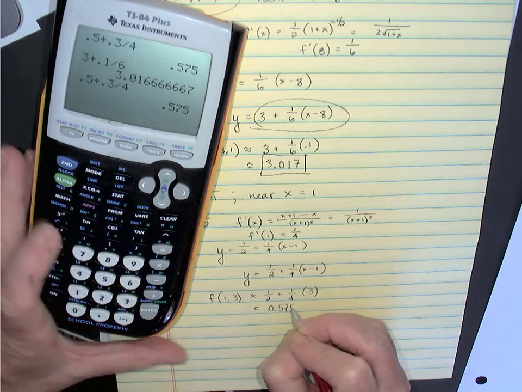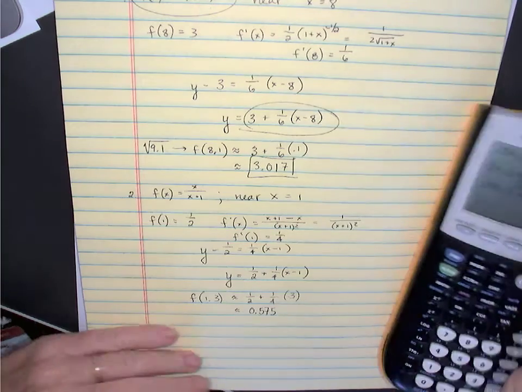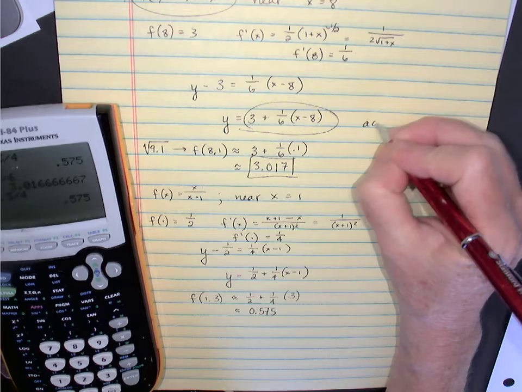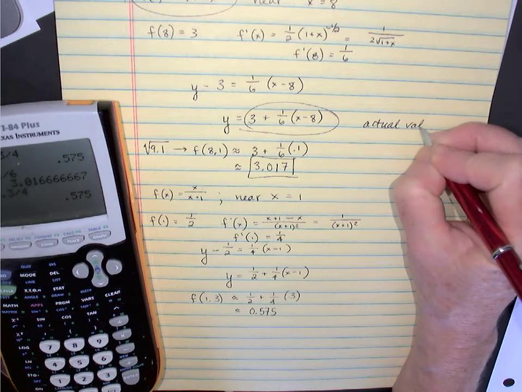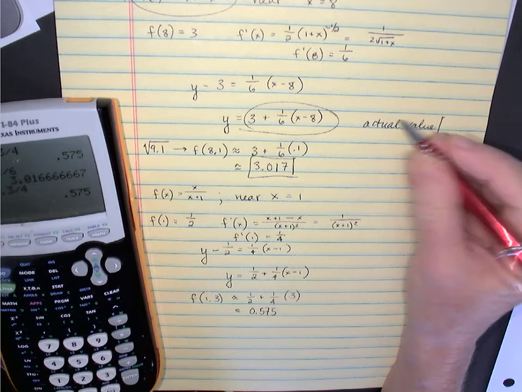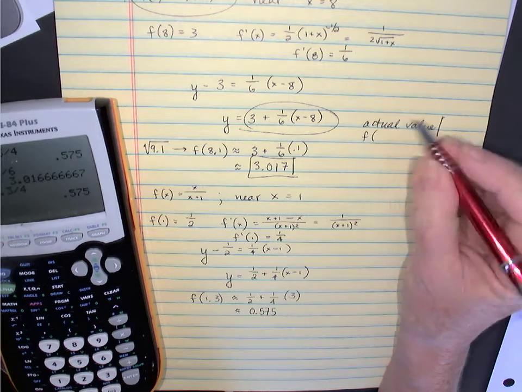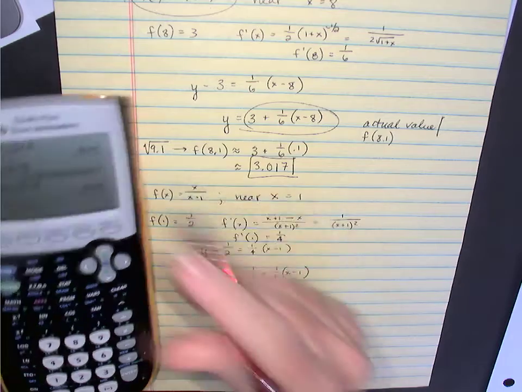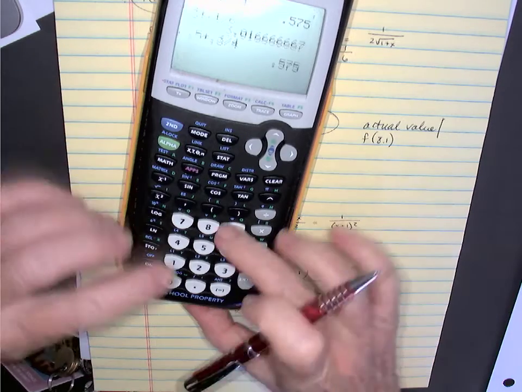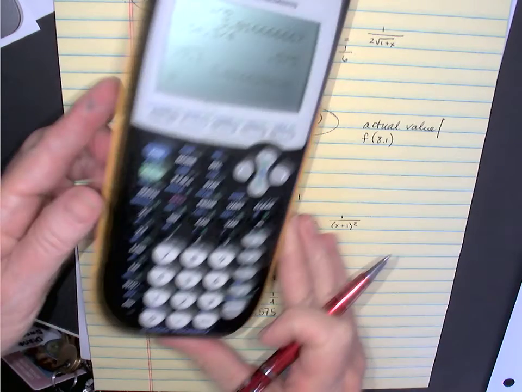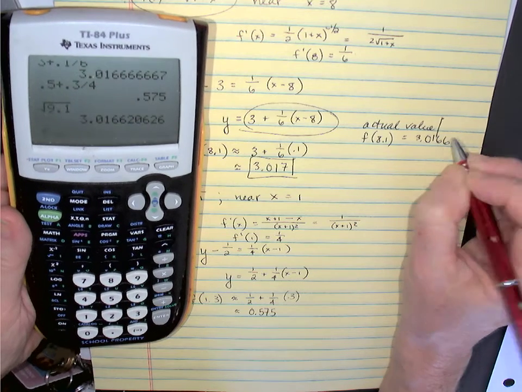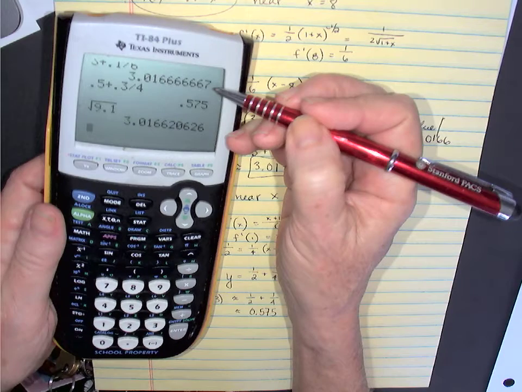0.575. Now, I'm going to go back and test the actual values. So the actual value, in this case, f of 8.1, is really the true square root of 9.1, which is 3.0166. And this is our original approximation, this is our real value, and they're pretty close.